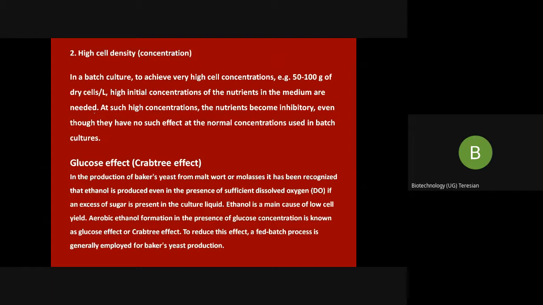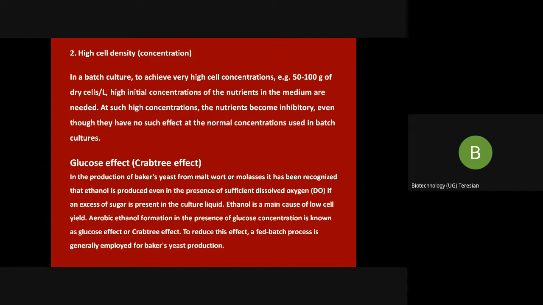That is, you need the nutrients. You have to add the nutrients. But what is happening? The nutrients are becoming inhibitory, even though they have no such effect at the normal concentration used in batch culture. Whatever concentration you use in the batch culture is normal, and it is not causing any inhibitory effect.